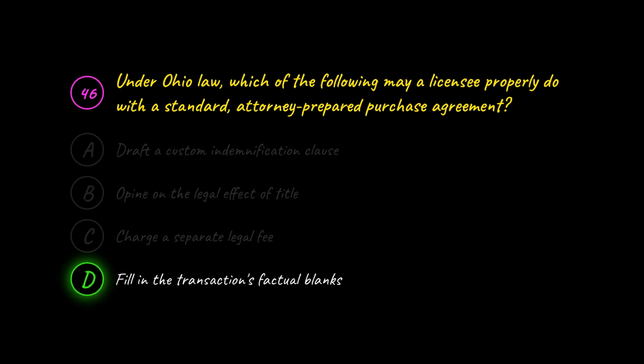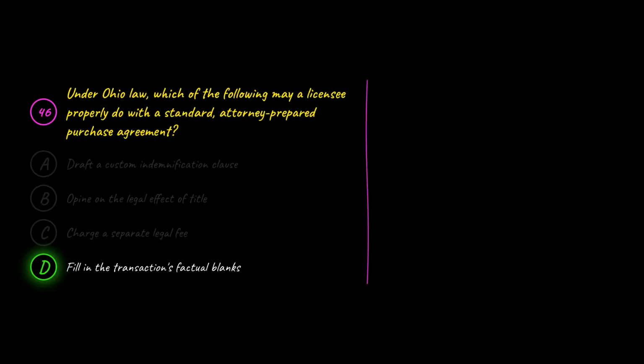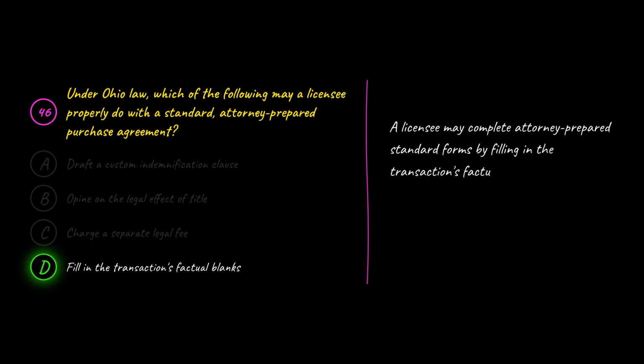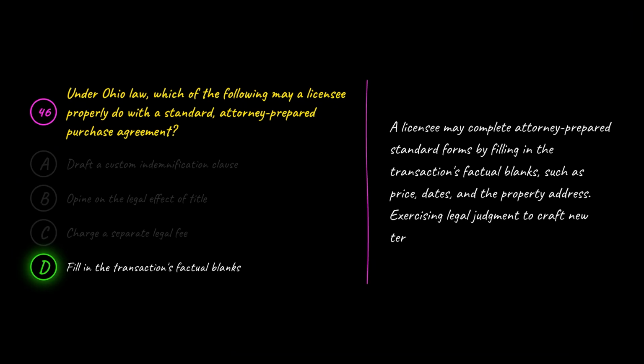The correct answer is D. Fill in the transaction's factual blanks. D is correct because a licensee may complete attorney-prepared standard forms by filling in the transaction's factual blanks, such as price, dates, and the property address. Exercising legal judgment to craft new terms crosses into the practice of law.